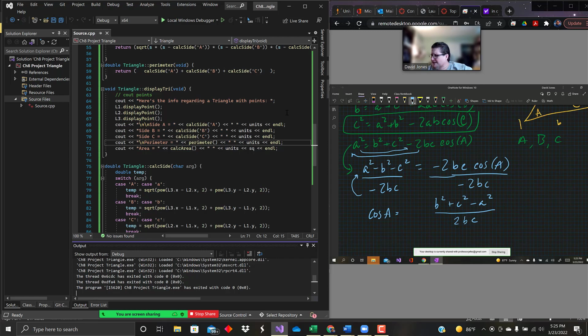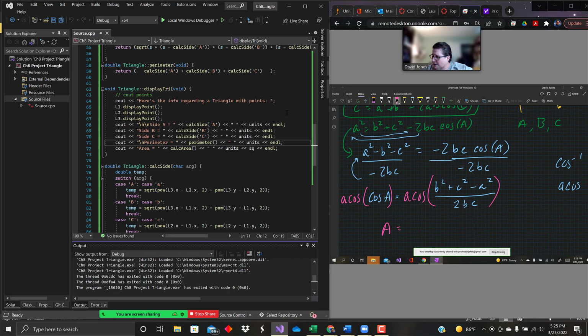And if I want to get A by itself, I need to do cosine inverse, and in C++, that's acos. So I could do acos of both sides, and if I do that, I get what I'm looking at. So I got A equals acos. I want to use a different color for these inner parentheses. Divided by 2 times B times C.